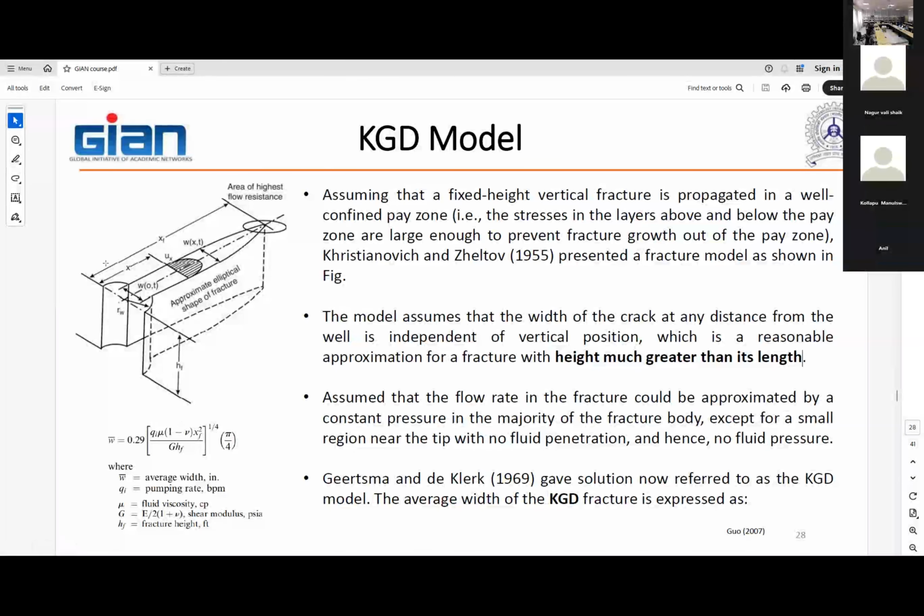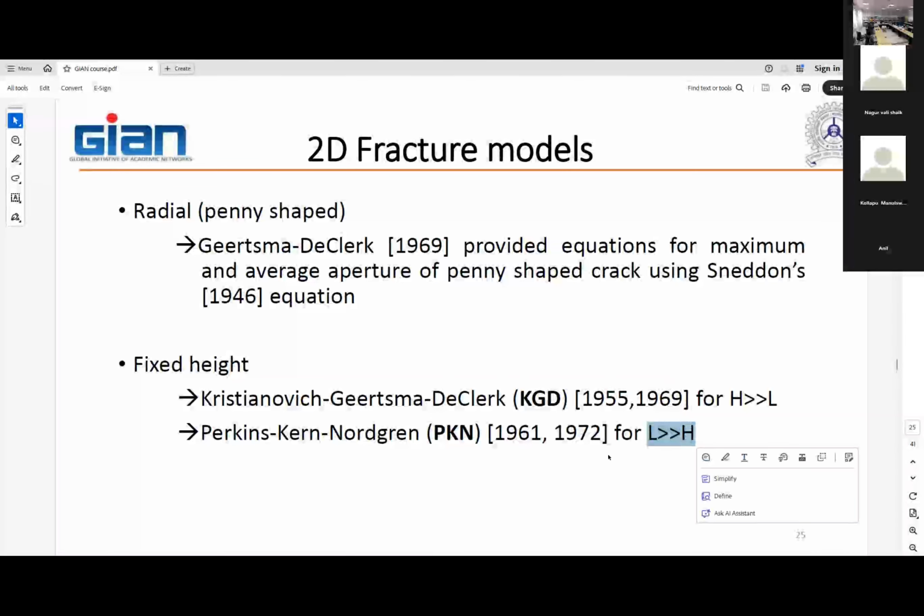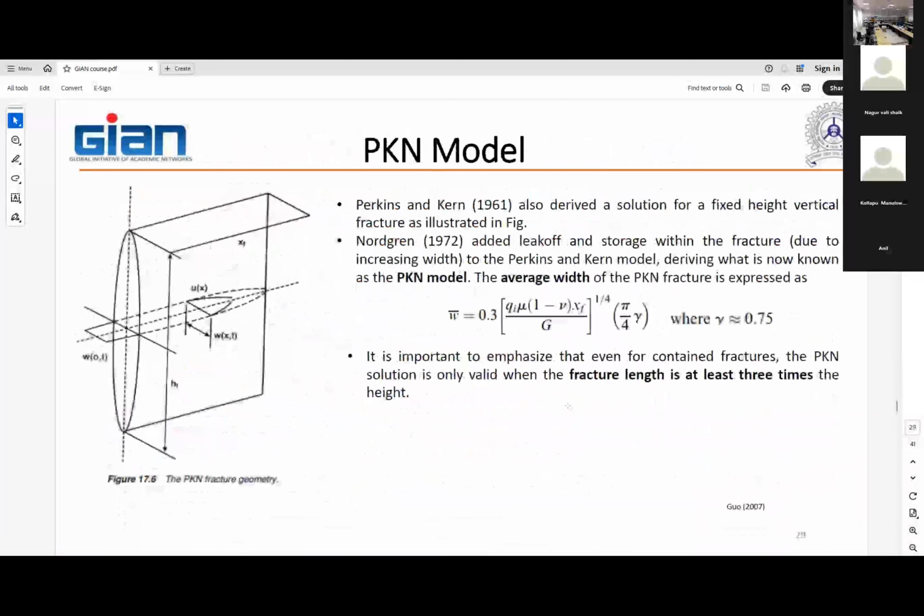Then if you talk about the PKN model, which is this one. So this is the PKN model. In this case, you have to assume that the length of the fracture is much greater than the fracture height. So this is the PKN model in 1961. So the Perkins, Kern, and Nordgren, they came out with this model. And then in 1972, Nordgren added the leak off and storage within the fracture due to the increase in the width. And this formula is named as PKN. So Perkins, Kern, and Nordgren. Okay.